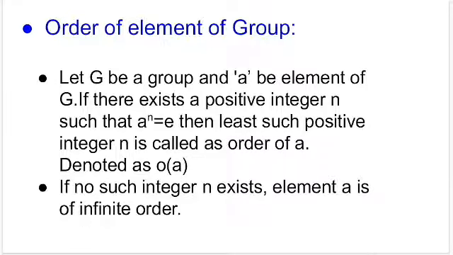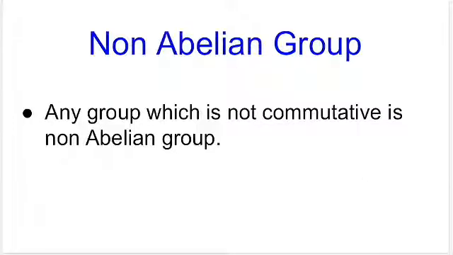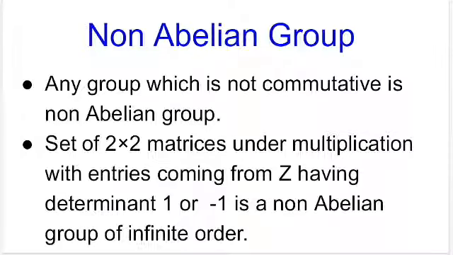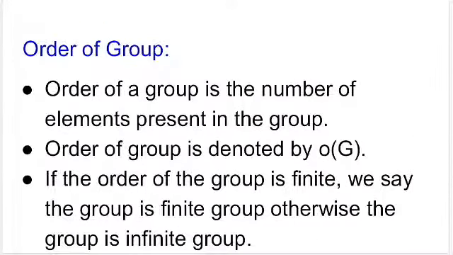So friends, in today's video, we just talked about non-abelian group. Any group which is not commutative is a non-abelian group. Then we saw the example of 2 by 2 matrices under multiplication operation with entries coming from integers having determinant plus or minus 1. It is an infinite non-abelian group. Then we saw what is order of group. The number of elements present in a group is the order of group, and it is denoted by small o of G. If the order of the group is finite, we say that the group is of finite order, and if the order of the group is infinite, we say that the group is of infinite order.